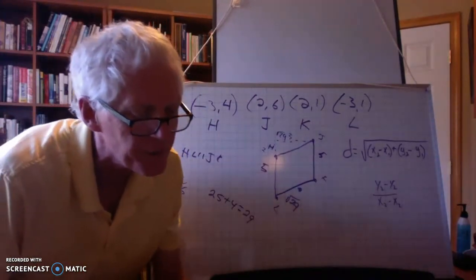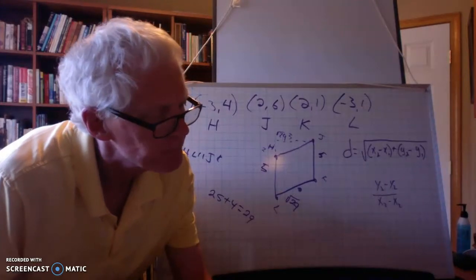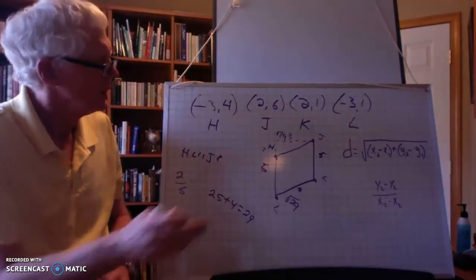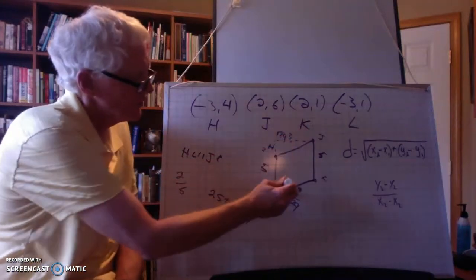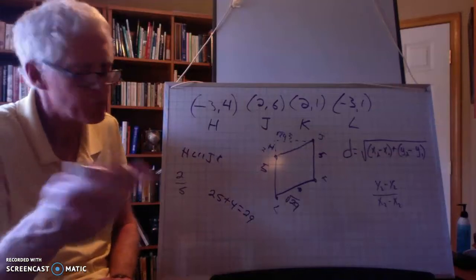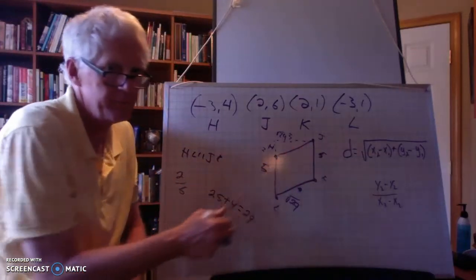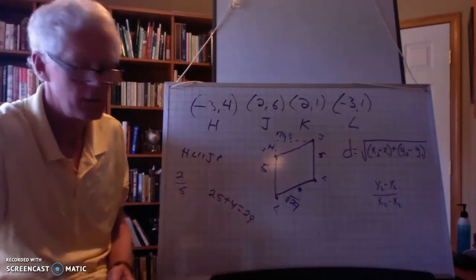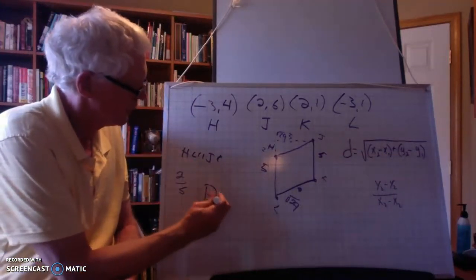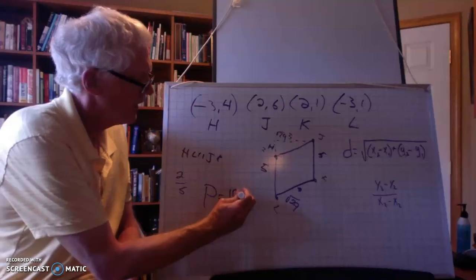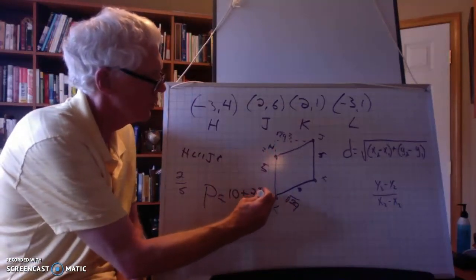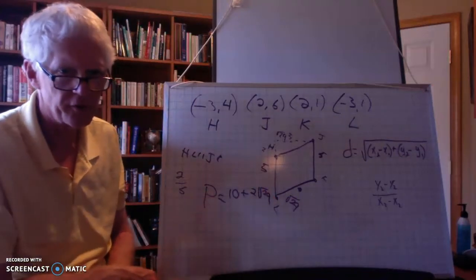So we have root 29 for both sides, and we have 5 for the other two sides. So the perimeter: 5 plus 5 is 10. The perimeter is 10 plus root 29 plus root 29, which is 2 root 29. That is your perimeter.